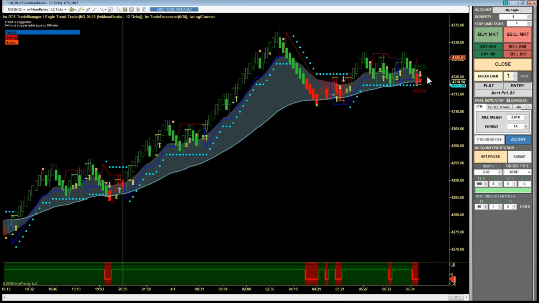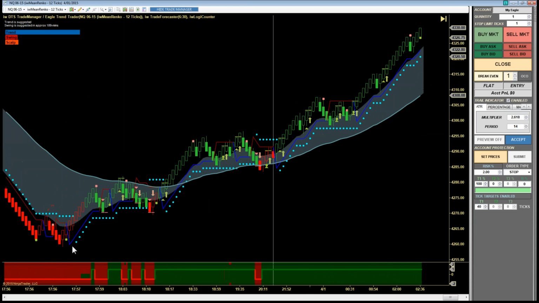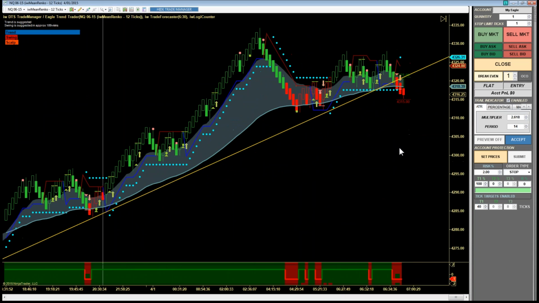Okay, getting a possible red bar buy signal here brewing on the Eagle trend trader. I think, however, we've nixed the trend line that we had here. Let's see how that's playing out. Oh yeah, we've definitely broken the trend line. It looks as though we do have a test of the extreme right here. So possible failure brewing there.